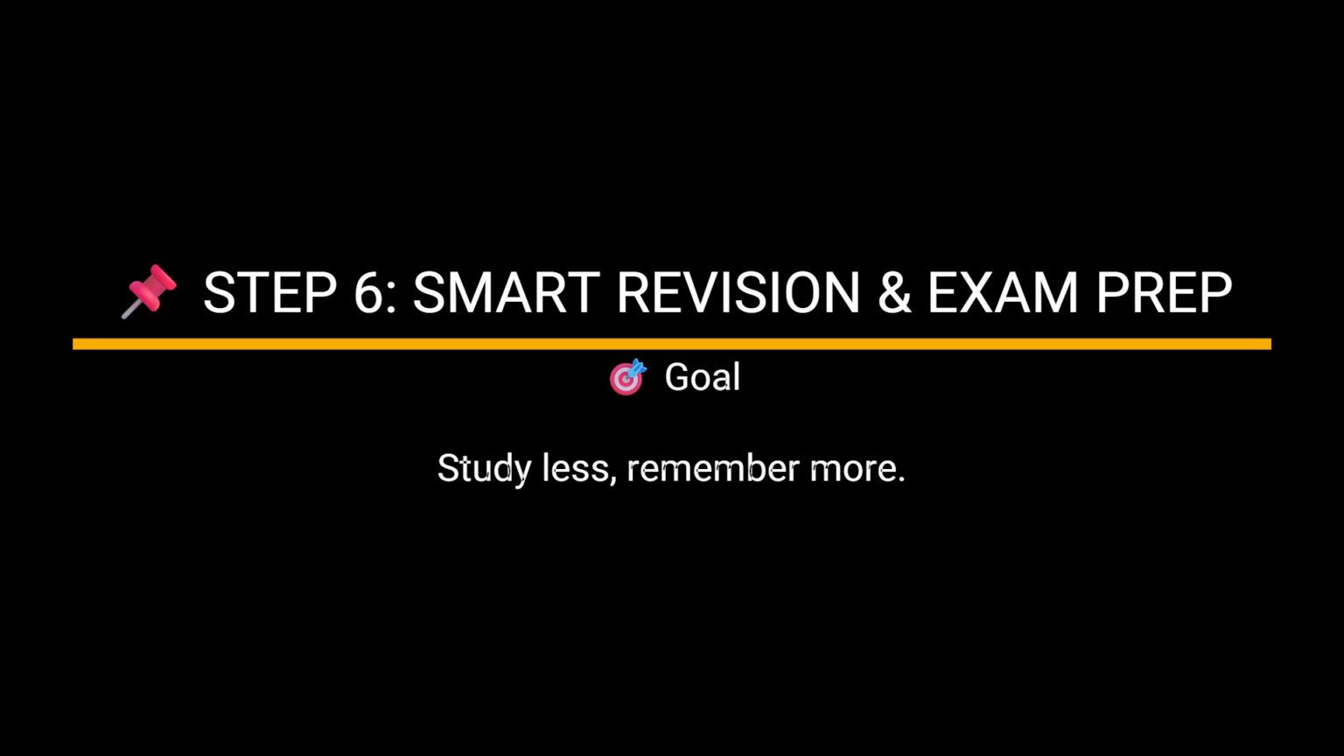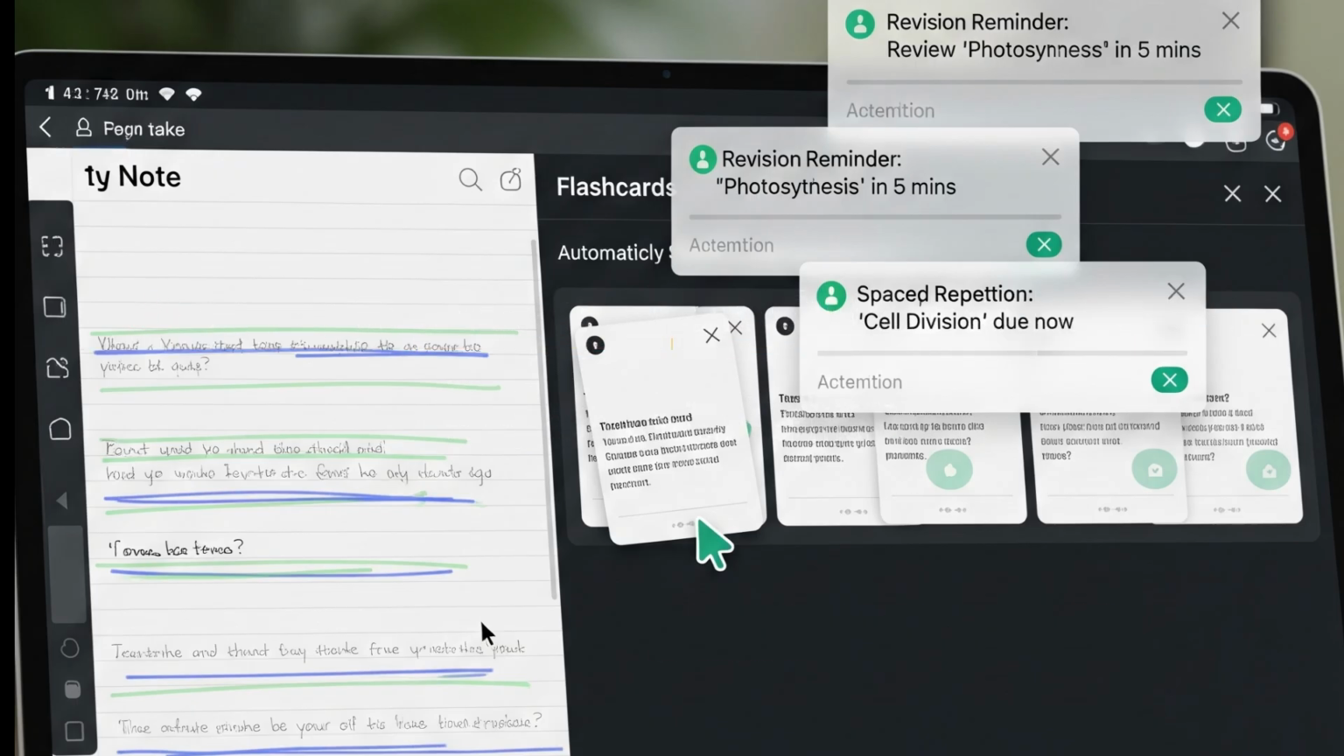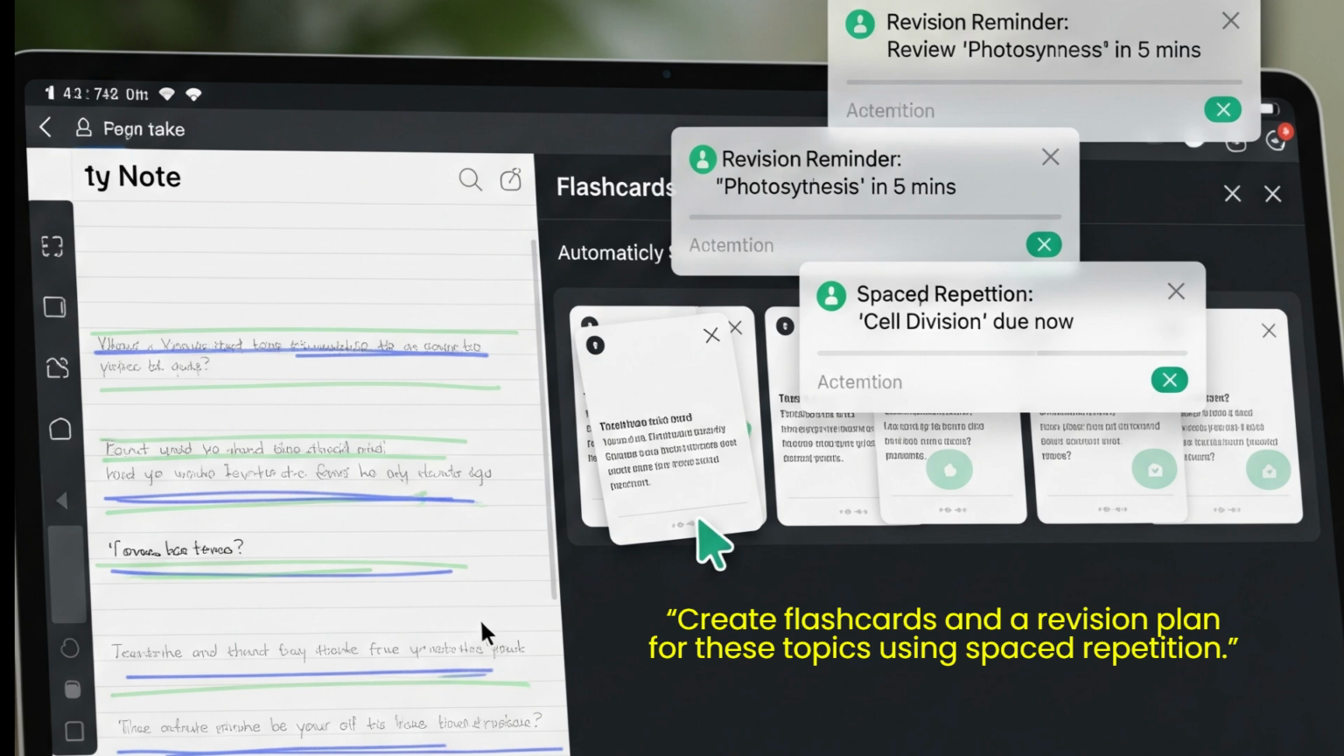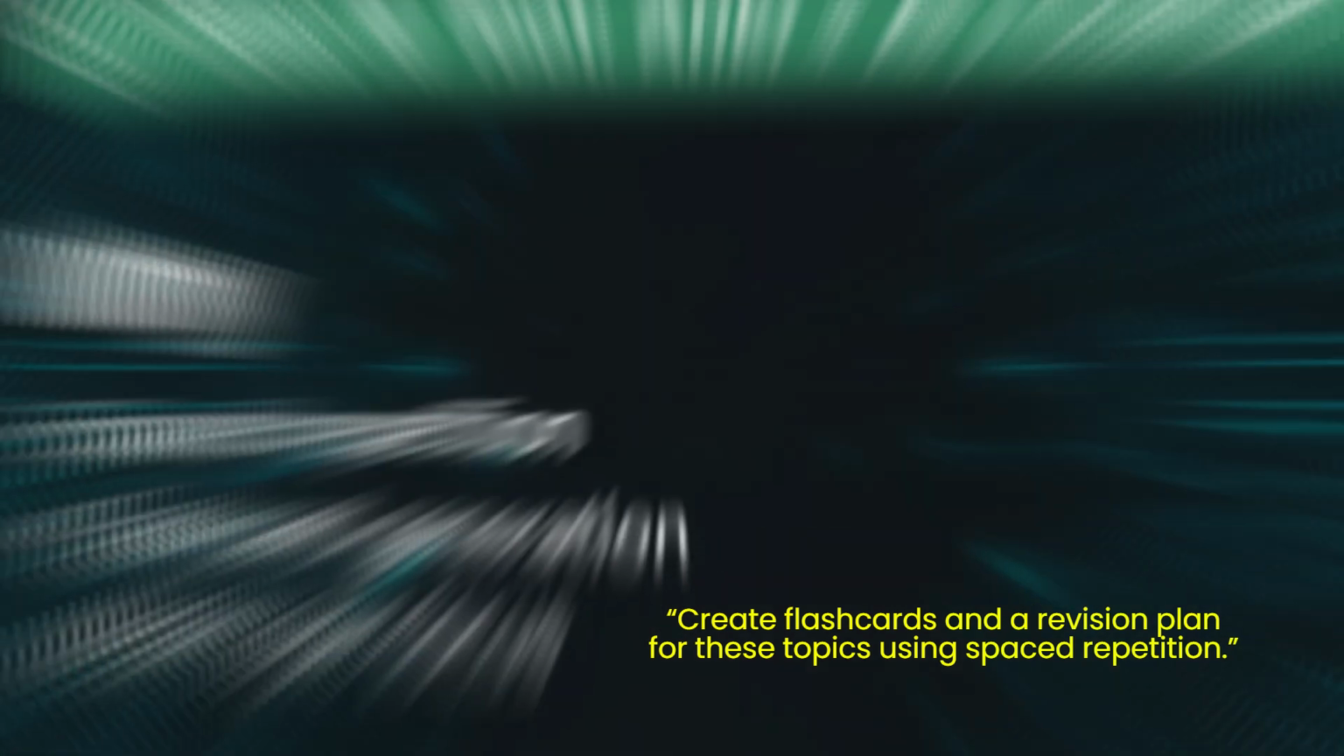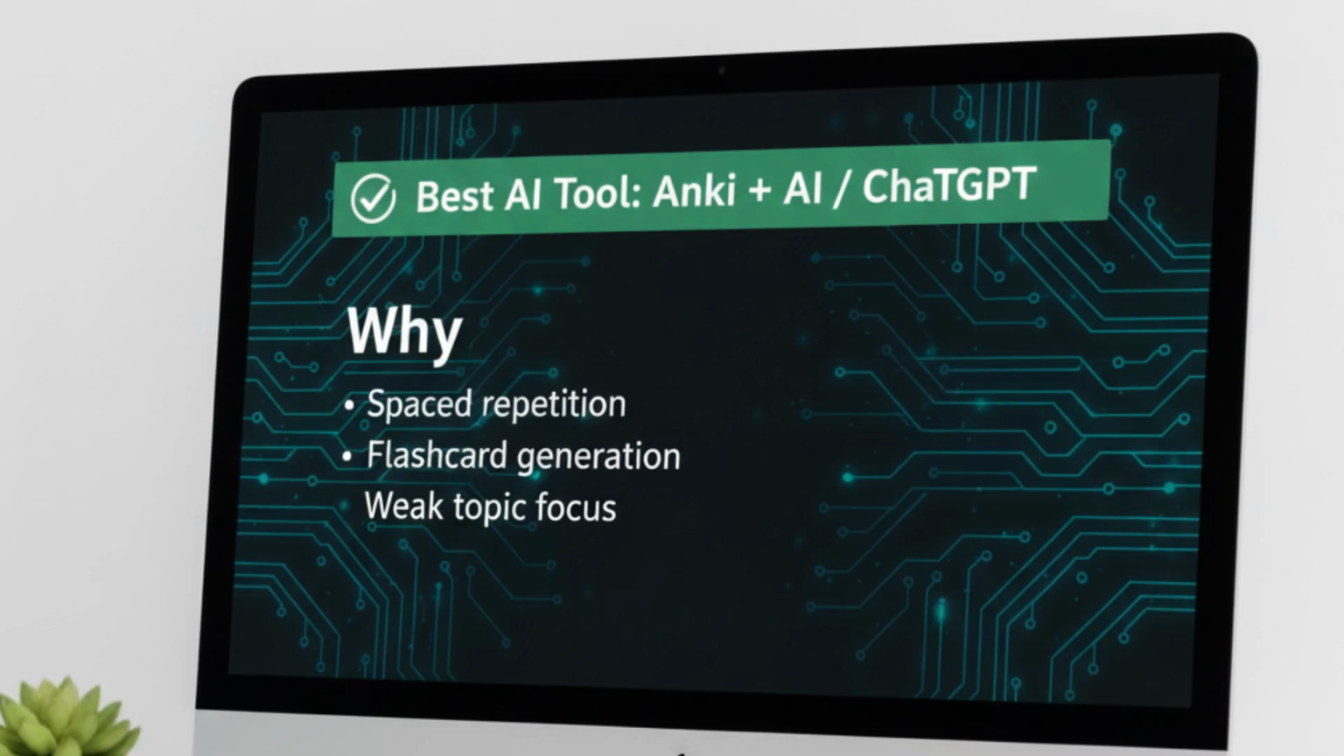Step 6. Smart revision and exam preparation. Revision decides ranks. AI tells you what to revise and when to revise. Which tools can you use for this? They are Anki plus AI and ChatGPT. Now why these tools? Because they give spaced repetition, generate flashcards, and give big topic focus.